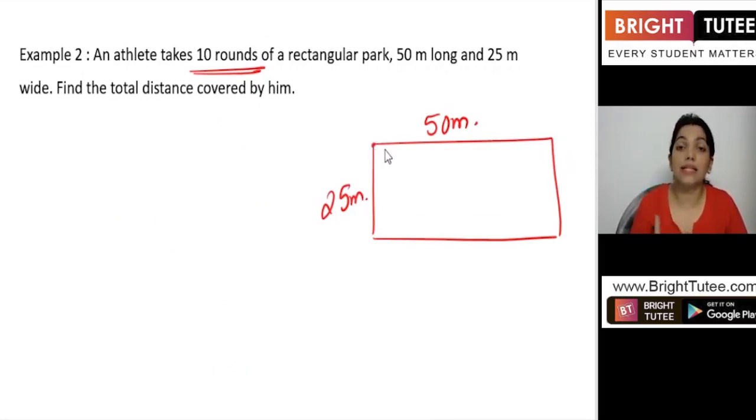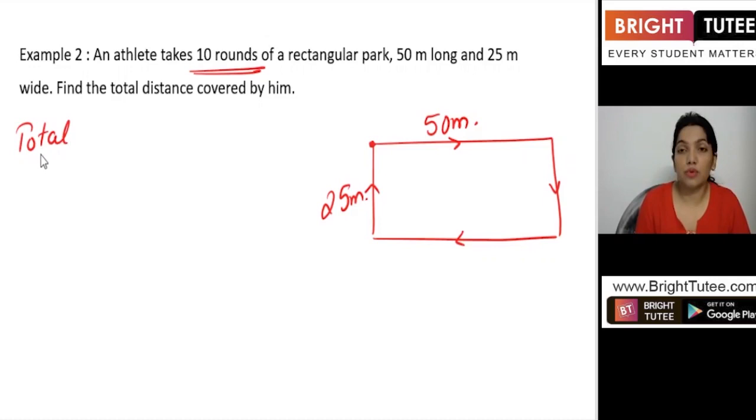Okay, and how many rounds is he taking? He's taking 10 rounds. If we find the perimeter of this particular rectangle, it will give 1 round. Is that clear? If we start from this point and keep adding all these 4 sides, we are going to get the perimeter of the shape. That is basically 1 round. So he is going to take 10 such rounds. So we need to find the answer for 10 rounds. Okay. So let us find the total distance.